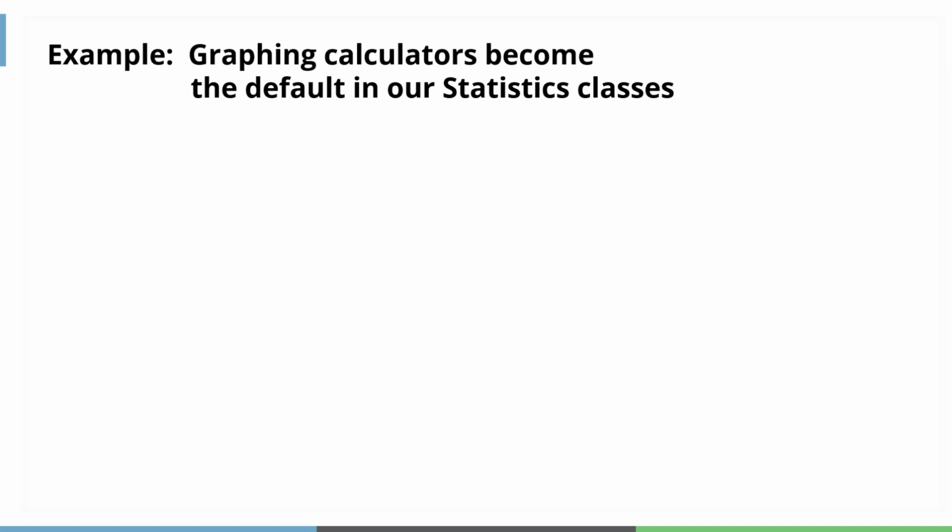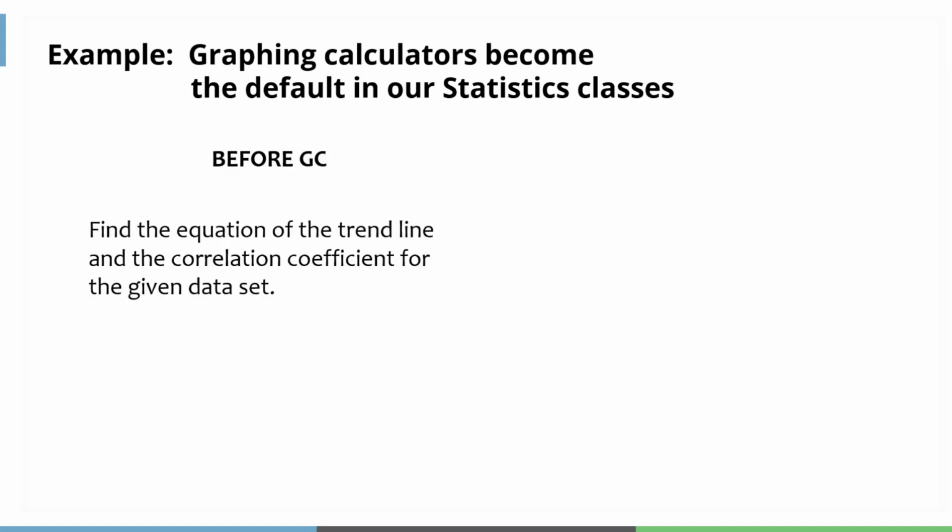In our stats classes, years ago we used handheld scientific calculators, and then we moved to graphing calculators. When we first changed, we realized that questions we used before the graphing calculator, like find the equation of the trend line and the correlation coefficient for a given data set, were actually something that the students had to work on to be able to do. With the graphing calculator, it was just, can you type that in? It really wasn't a test of their abilities anymore.